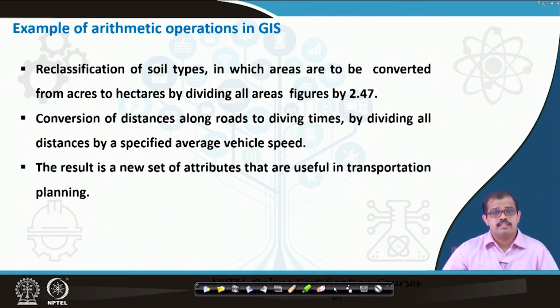Then there is the conversion of distances along the roads to times, by dividing all distances by a specified average vehicle speed. So you can do that. The only thing is, by using arithmetic operations it is much easier, and you don't need to repeat these operations manually in an Excel sheet. The result is a set of attributes that are useful in transportation planning. In the example I have given, you have soil types and road distances, and based on that you look at transportation planning.